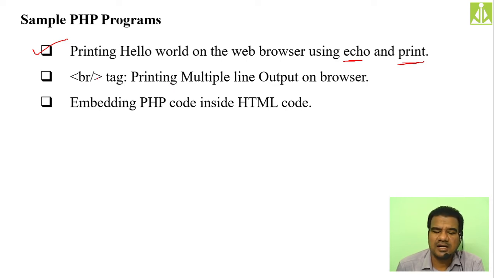I think this BR tag is familiar to you from HTML, isn't it? Break, to get a new line in your output or on the website, on the HTML content, we use this break tag. Printing multiple line output on the browser, if you want to print multi-line output on the browser, we need to use this BR tag. This also we will practice, and then how we can embed the PHP code inside HTML code, that also we need to practice. So quickly, one by one, these three things we will practice and we'll move forward.